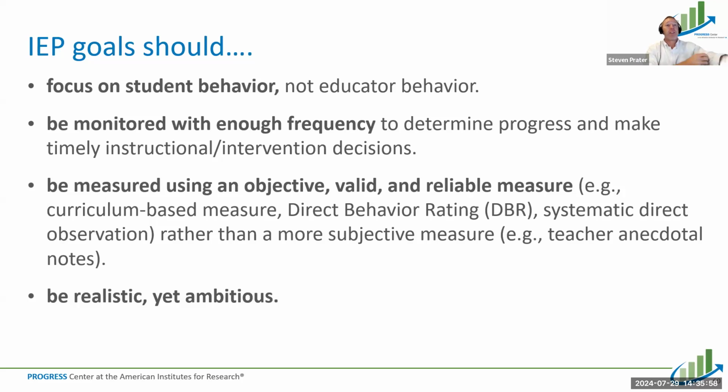And make sure it's also measured by using objective, valid, and reliable measures. And there we list several examples of things that could be reliable measures. So you don't want to just rely on things like teacher anecdotal notes. Those are important. It's important to know what the teacher's seeing in the classroom. It's important to know what the teacher's opinion is of the student, but you also want to use that with some objective, valid, and reliable measures. And the last thing there is be realistic, but ambitious. And you'll see some examples here in a minute about what we mean by ambitious versus realistic when we talk about our annual goals.